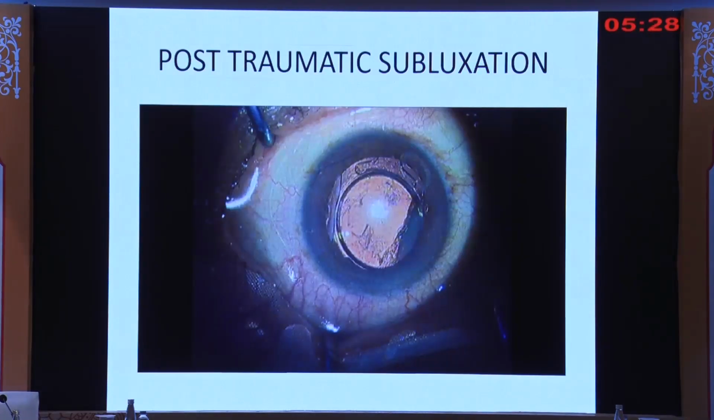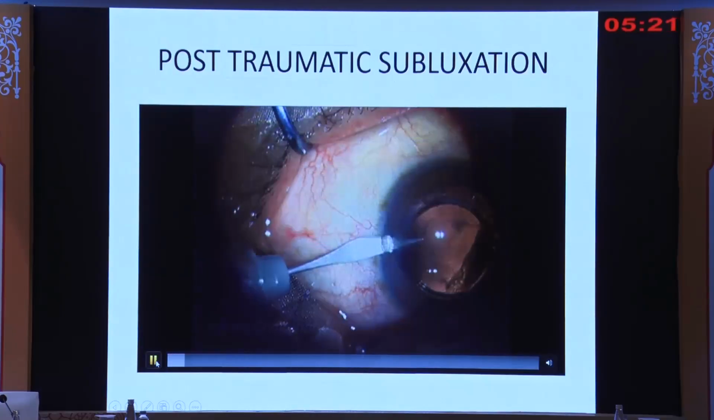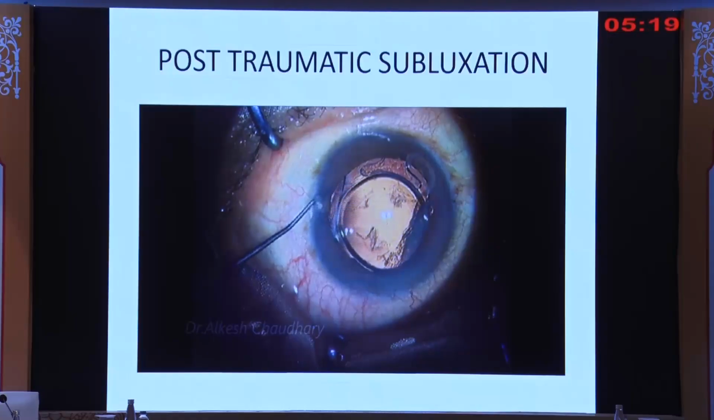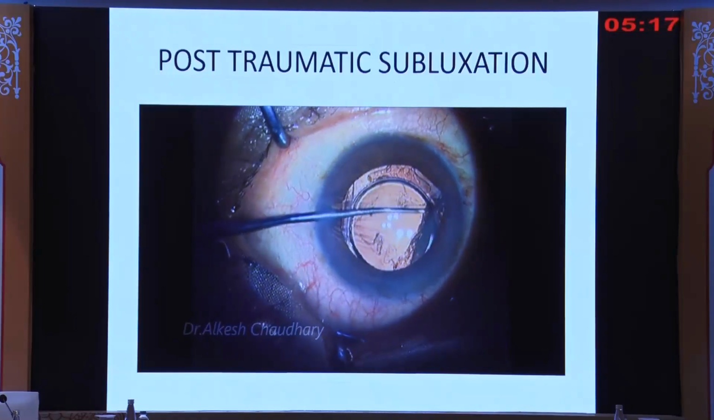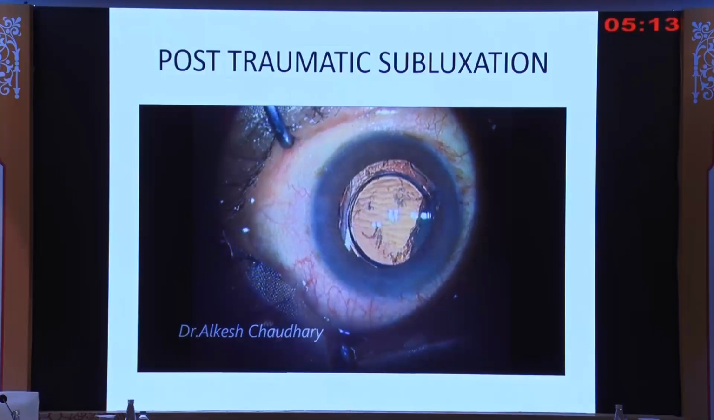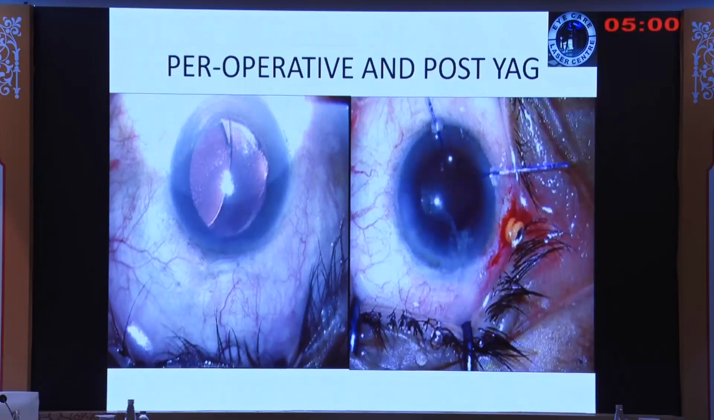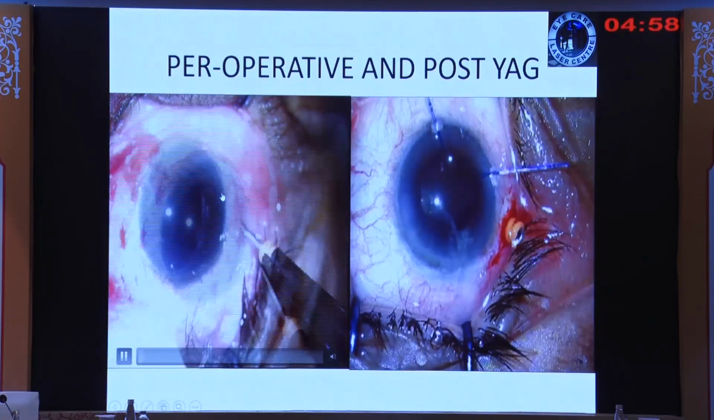Now this is a post-traumatic patient who had a trauma, and the lens got dislocated. The lens is still lying in the anterior chamber. You see, I made a side port. Just with the help of a small chopper and lens hook, you can place the lens in the sulcus. It is easily managed. It has to be managed, otherwise it causes distortion and astigmatism.